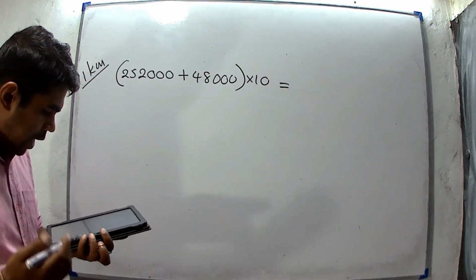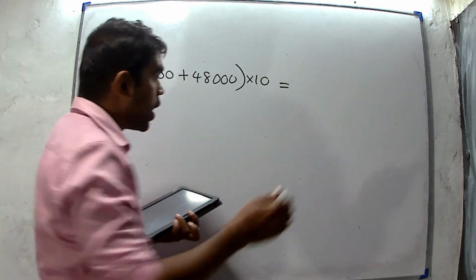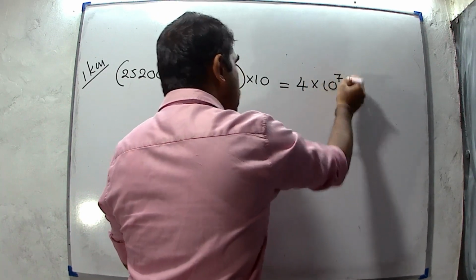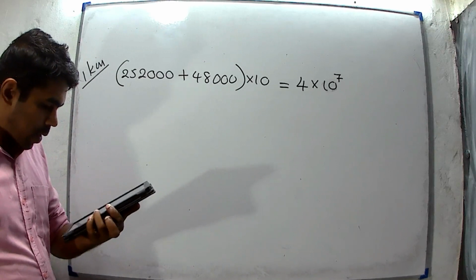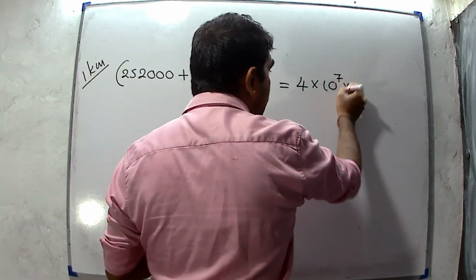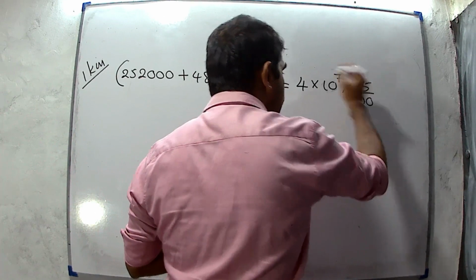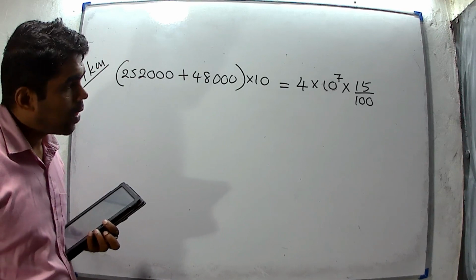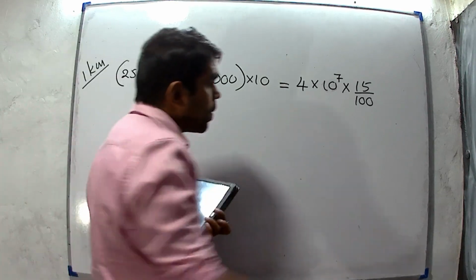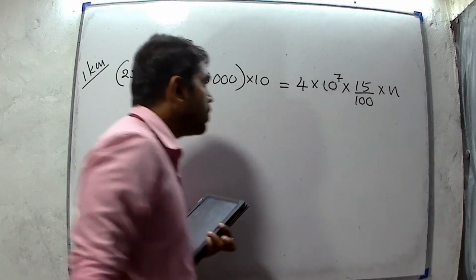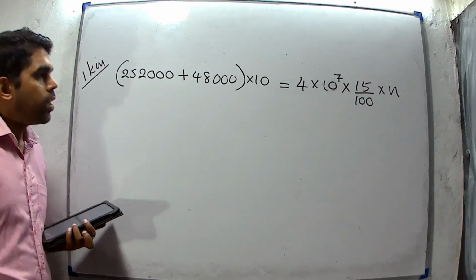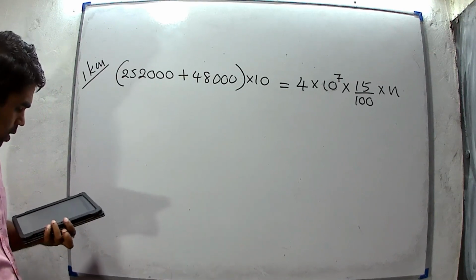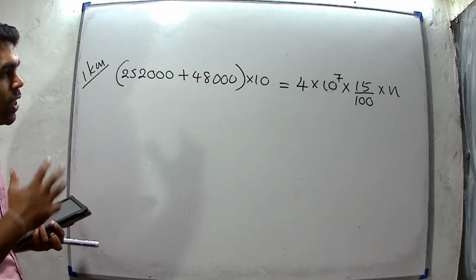When burning 1 liter of fuel, it will release 4 into 10 to the power 7 joule, but in the car, using 15% of energy effectively. 15%. It is for 1 liter. I will consider we have to use n liters per 1 kilometer. Now we can find number of liters per 1 kilometer. But we have to give the opposite answer.